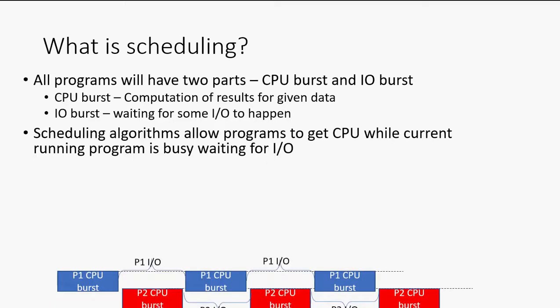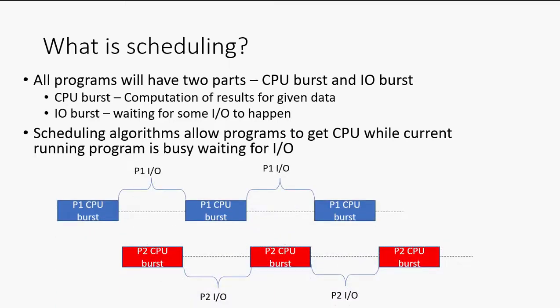Now, to illustrate, let's say I have two processes, or programs, or tasks depending on context. Let's say P1 is scheduled and it is running on the CPU. Then at some stage it is waiting for IO to happen. Now in this time the CPU is free. So what happens is that the scheduler algorithm gives the CPU to P2.